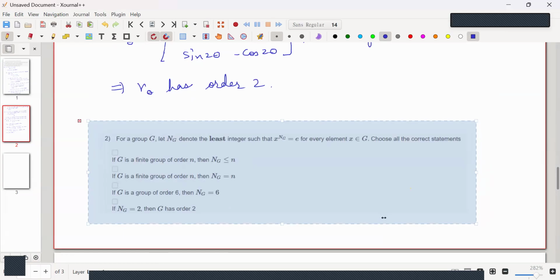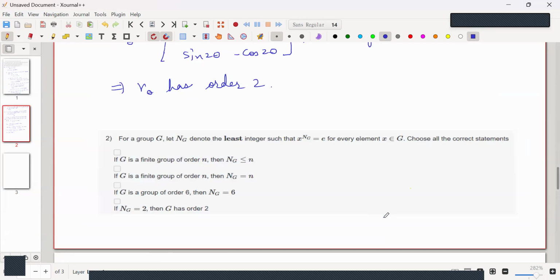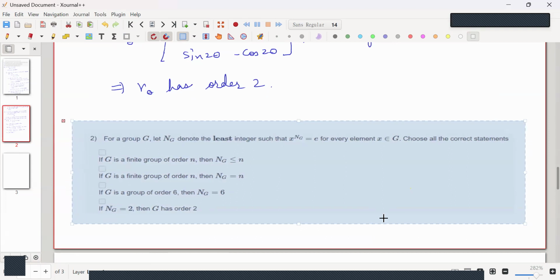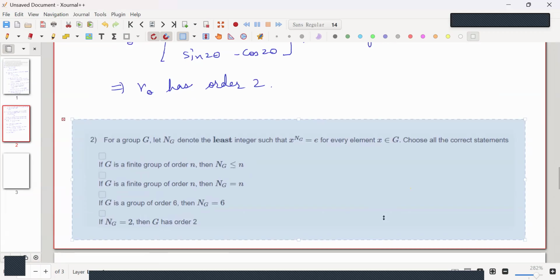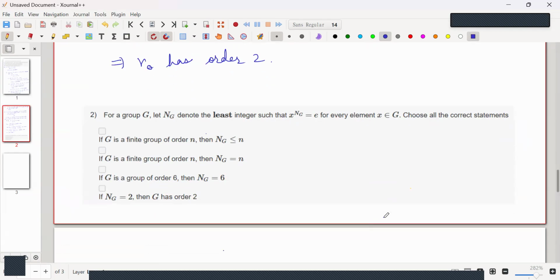For a group G, let N_G denote the least integer such that x^N_G equals identity for every element x belongs to G. Then we need to choose the correct statements. So does anyone know the name of this least integer? What is it called in group theory? The least integer such that x raised to that integer is identity for every element x in G.